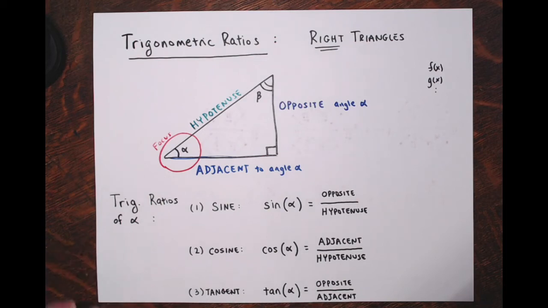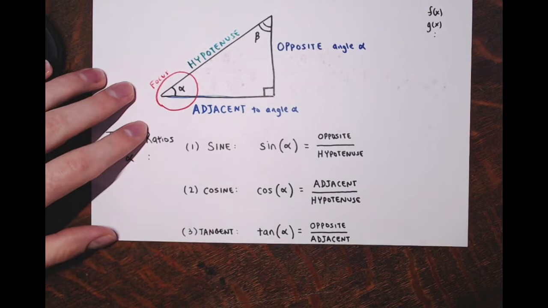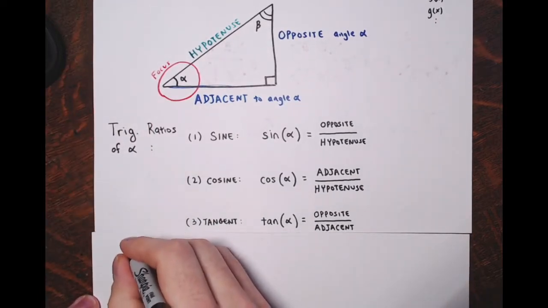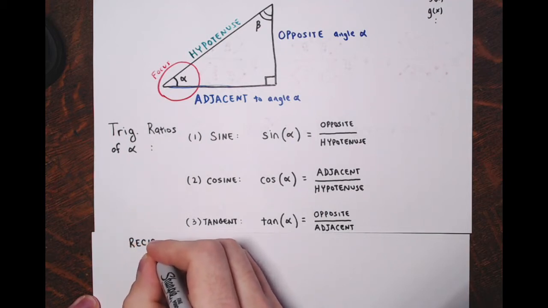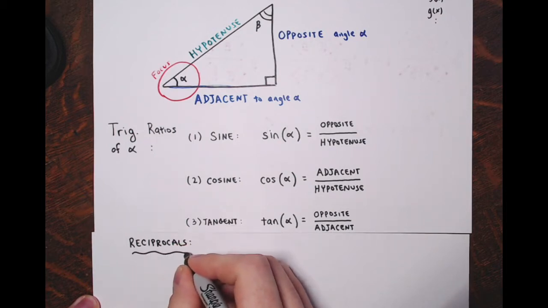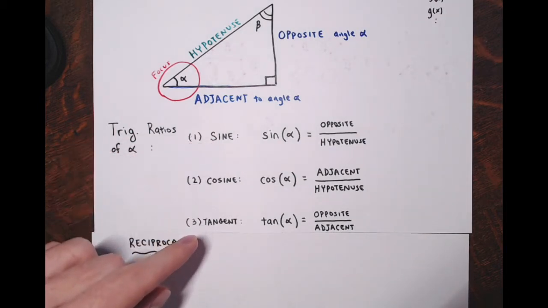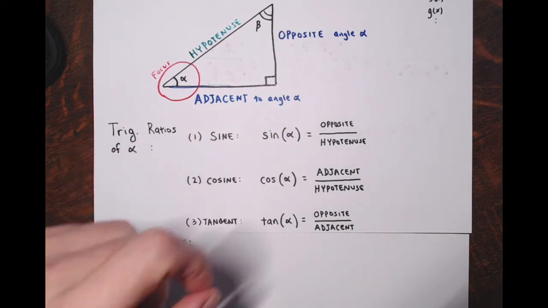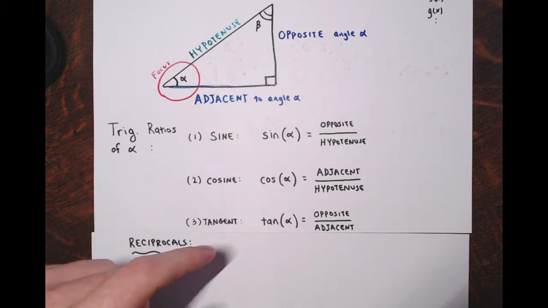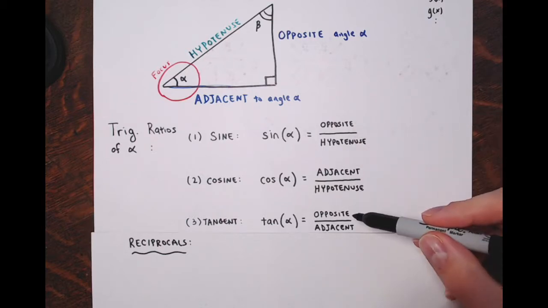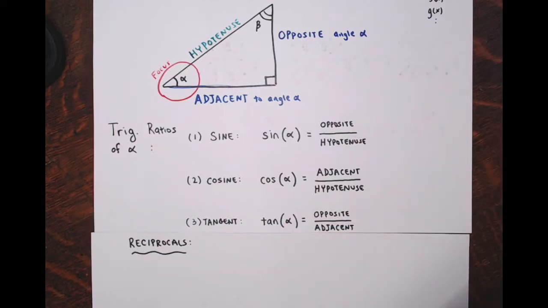Okay, well, then you have what are referred to as the reciprocal ratios, because they're just the reciprocals of these three. So if you know the sine of alpha, the cosine of alpha, and the tangent of alpha, then you just flip these over, you take the reciprocals, and you'll get the following three.